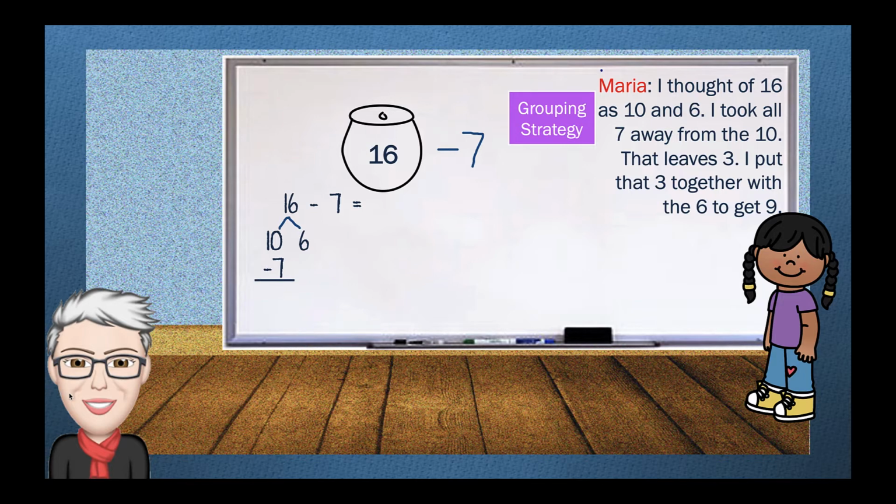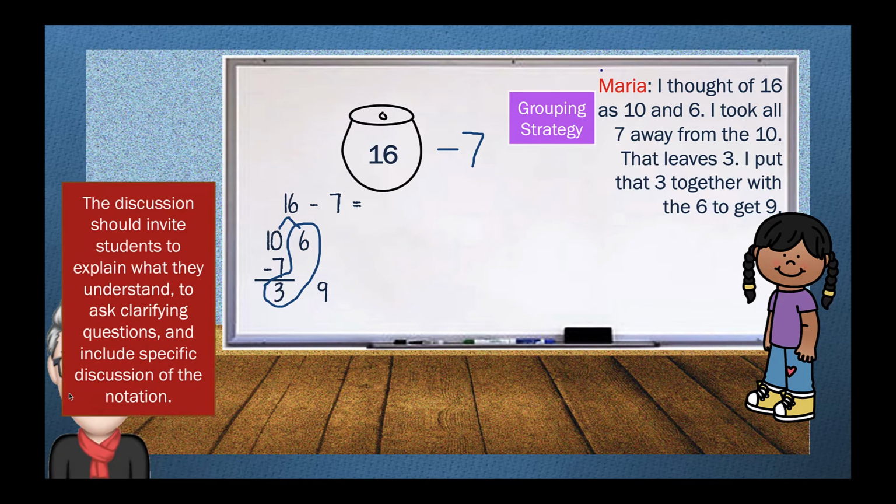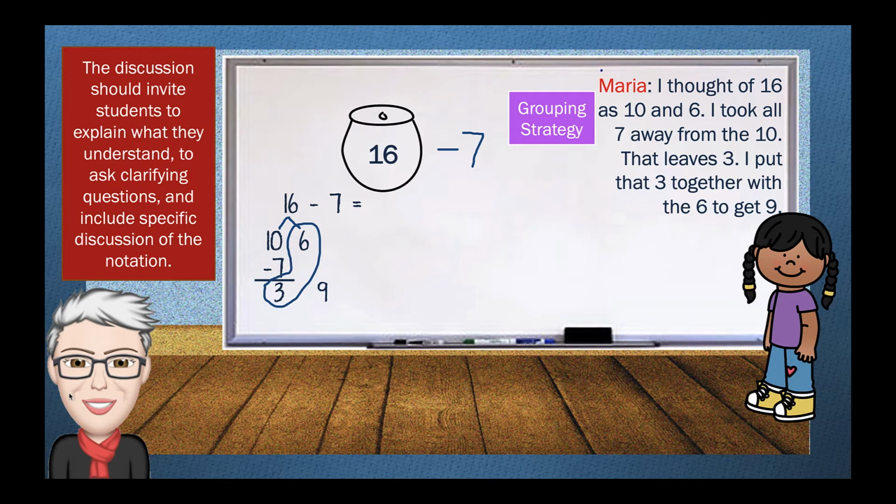The discussion should not only include an elaboration of Maria's method, including inviting students to explain what they understand about it and to ask clarifying questions, but should also include specific discussion of the notation and how that relates to Maria's reasoning. In other words, what we are advocating is that the discussion goes well beyond the student's reasoning to also emphasize the intended meaning of the notation used.